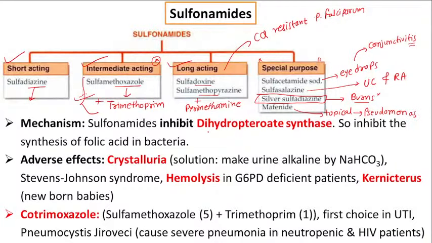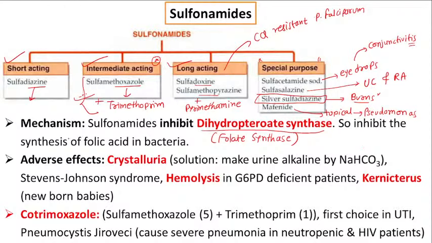What is the mechanism here? The mechanism is that they inhibit the enzyme called dihydropteroate synthase. It is also named folate synthase. So that is another name. What is the other name of dihydropteroate synthase? It is folate synthase. So they are inhibiting the enzyme dihydropteroate synthase, also known as folate synthase.